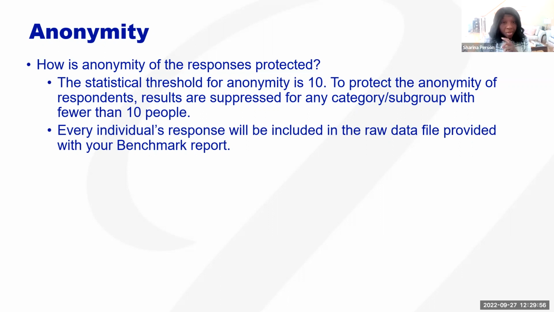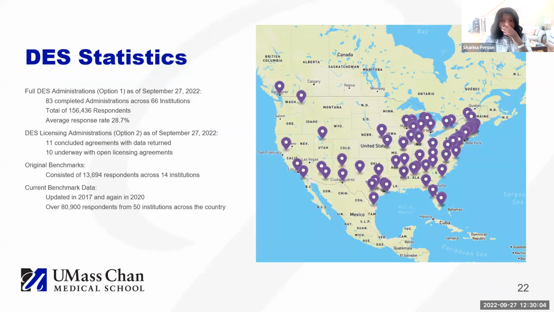So just to give you an indication that, again, the DES is not just something that's done by UMass. This is a map of where we've had DES administration. As of today, we've had 83 completed administrations across 66 institutions. We've had over 150,000 respondents to take the DES. That's just in full administrations.